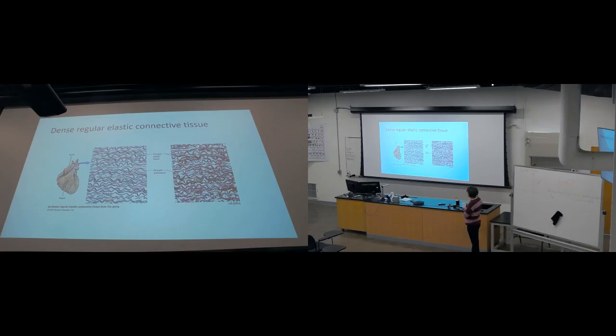And if you magnify a piece of the aorta and see it under the microscope, you will be able to see abundant elastic fibers. And the elastic fibers are thick in comparison to the ones that we saw in the skin before. So that's why this is called dense, regular, elastic connective tissue.